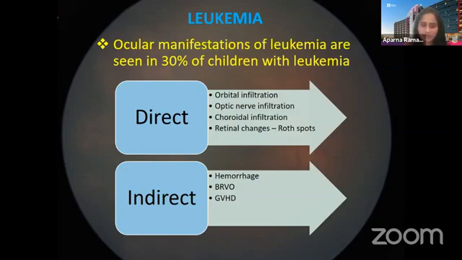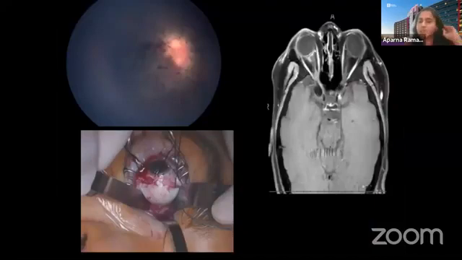The indirect manifestations are hemorrhage, branch retinal vein occlusion, and graft-versus-host disease if the child has been treated with a bone marrow transplantation. This is a 15-year-old kid that had previously been treated for leukemia and presented with an optic nerve appearance like this, which rapidly progressed. It was treated for a while at an outside facility as an optic neuritis, maybe papilledema, but even the MRI was not clear-cut. It showed some enhancement. The child was already no light perception, and the lumbar puncture and the bone marrow were all negative, so there was no evidence of leukemic relapse.